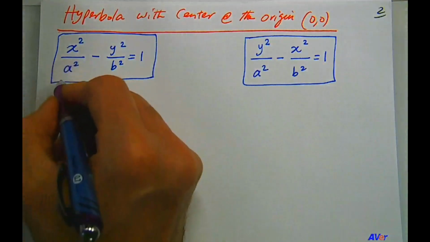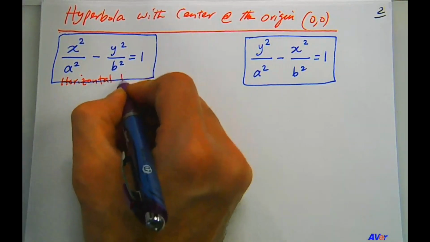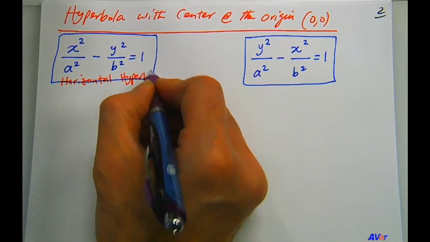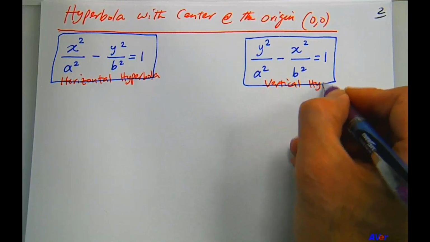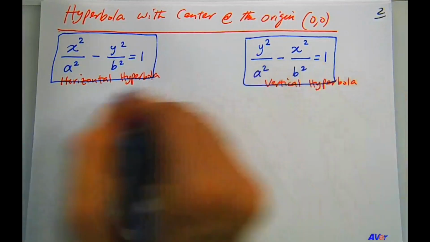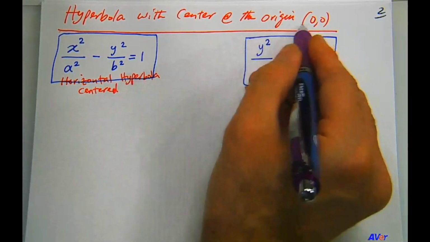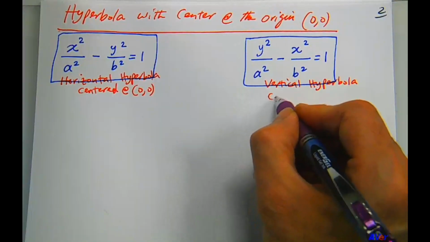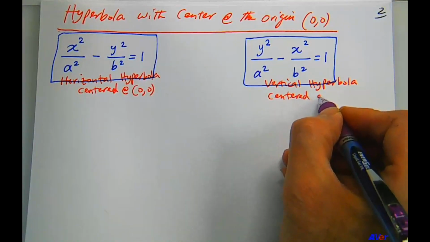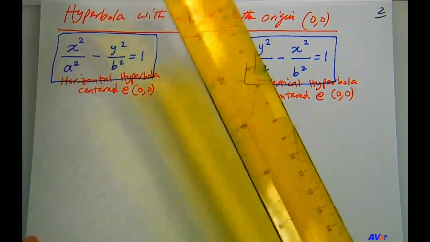So let me write that down here. This is the equation for the horizontal hyperbola. This is the equation for the vertical hyperbola. Of course, this is centered, we already said it, at 0, 0. Okay. All right, so let's draw the pictures for these.